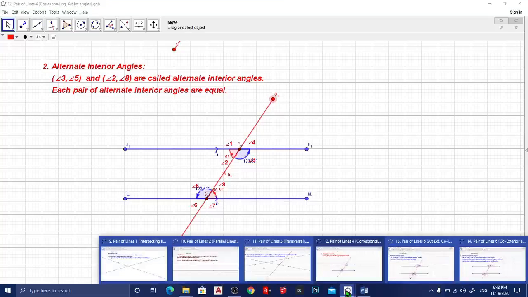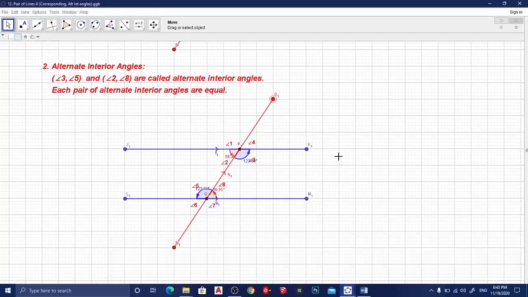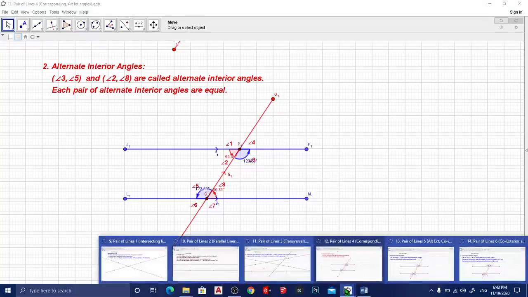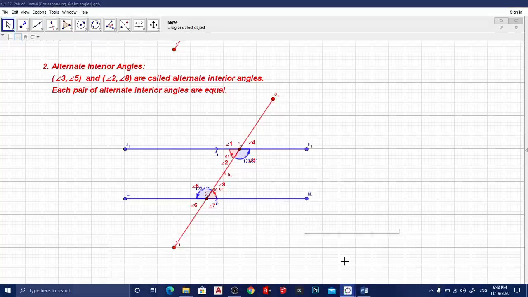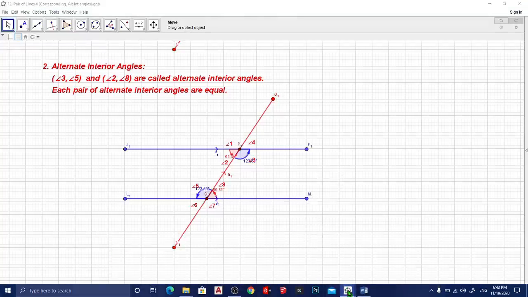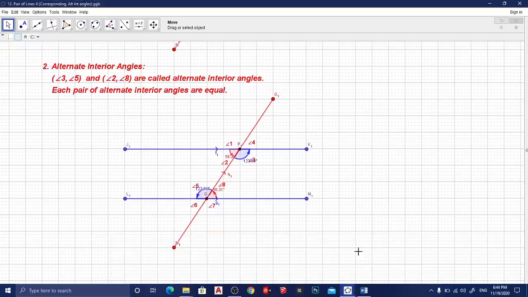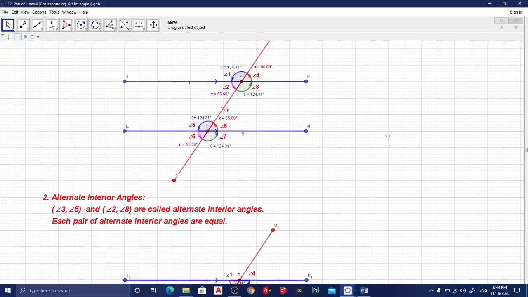Next one is, what is the next one? I'll show in the next slide. Over. Corresponding angles is over. Okay.